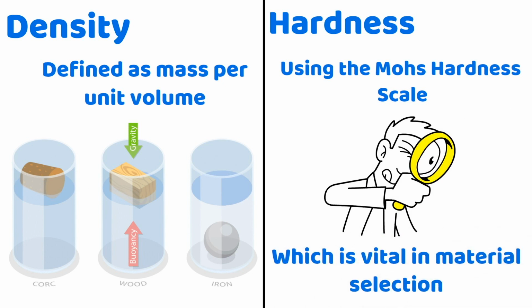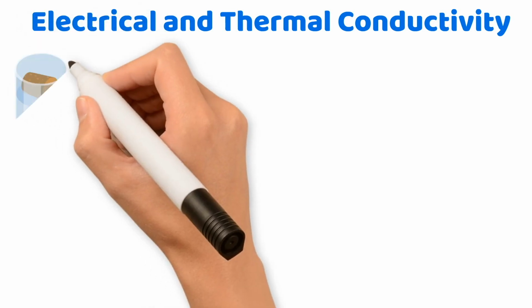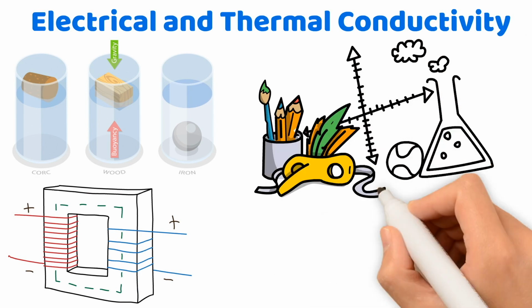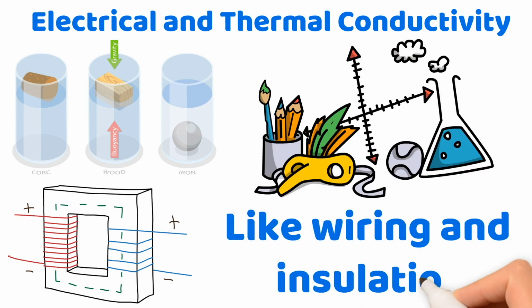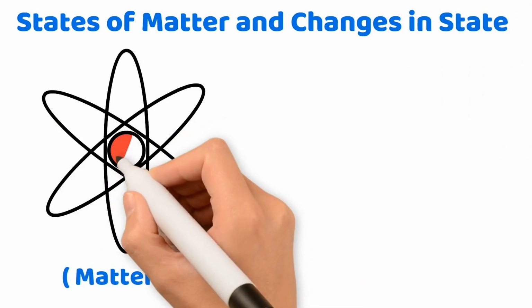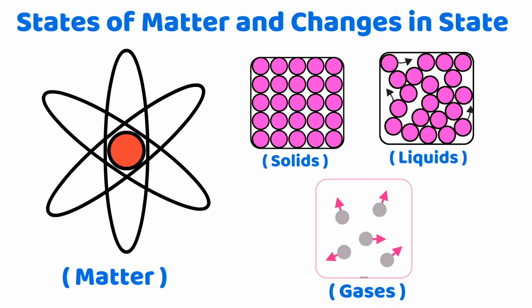in material selection. Electrical and thermal conductivity. These properties define how well a material can conduct electricity or heat, influencing the use of materials in various applications like wiring and insulation. States of matter and changes in state. Matter exists in three primary states: solids, liquids, and gases, each with unique properties.